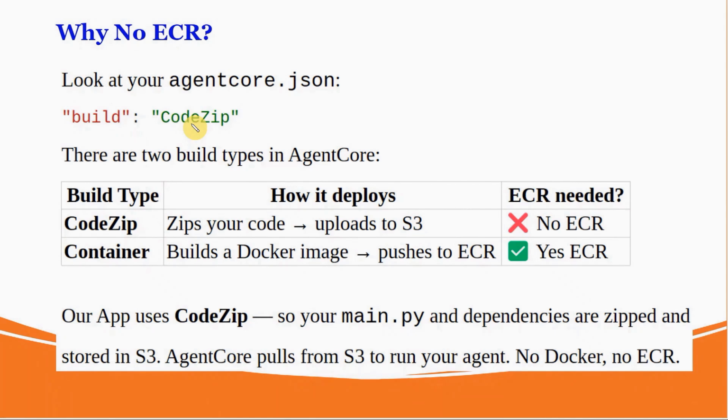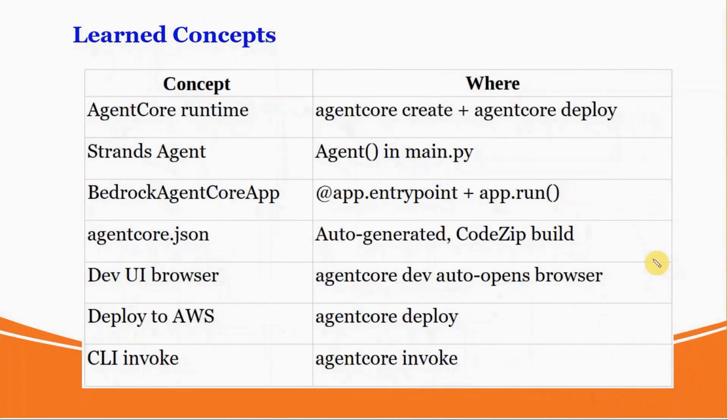if you look at your agentcore.json, there's a parameter build. If it contains code zip, that means it will upload your files to S3, which is what we did. But if you choose ECR container when you did one of the operations earlier, which we showed, it's going to create the ECR and related things.